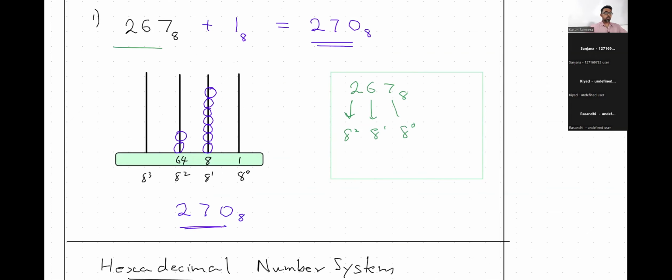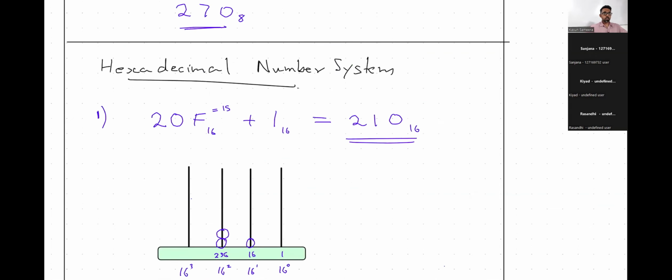And how are the place values, the weighting factors, of hexadecimal numbers similar? Right, I'm going to represent this number here, 20F base 16. We did the same thing in the counting frame. Okay, there's nothing new here.